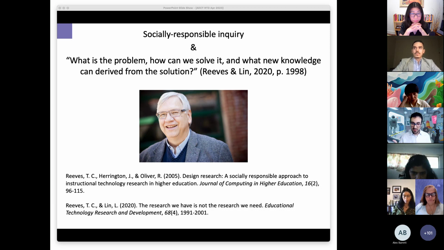Tom and his colleagues, and Lynn, who presented first here, worked with Tom in a paper published a couple of years ago. And they ask, what is the problem and how can we solve it, and what new knowledge can be derived from that solution? And as instructional designers, we have a variety of tools in our toolkit, right? Technology is one of them, but we can address problems by changing processes, by removing barriers, and so on and so forth.